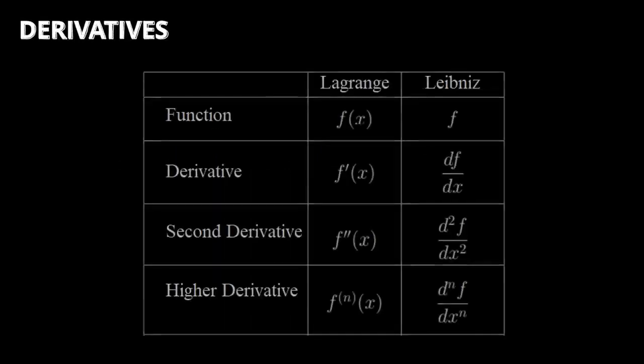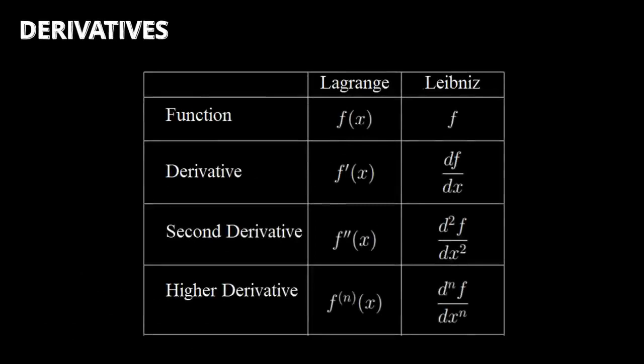Derivatives are usually denoted using the Lagrange and Leibniz notation like this. You can even take higher order derivatives, which is just taking the derivative of the derivative to get the slope of the slope.